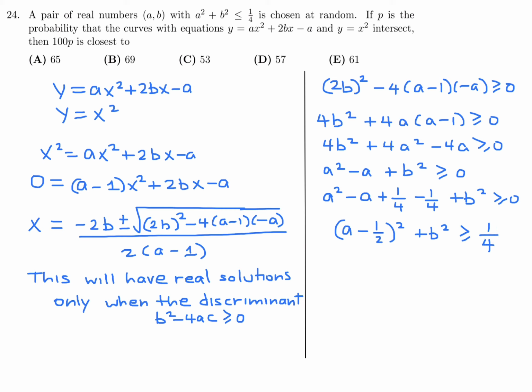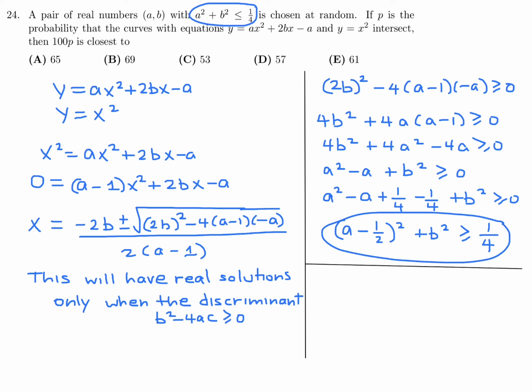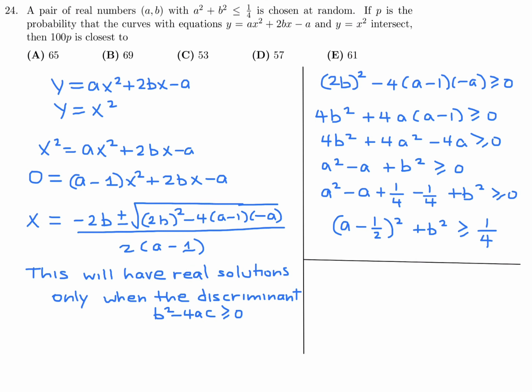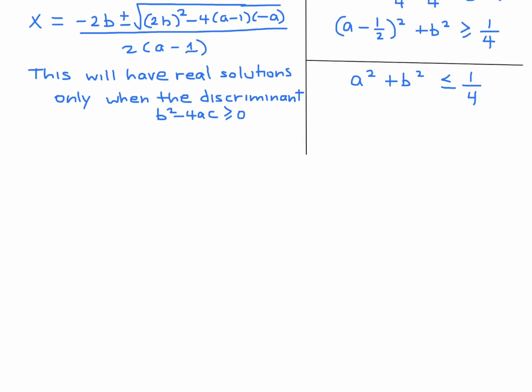There you go. So now we have a very interesting question. Once you get to that point, the question becomes, what is the common intersection point of this and this? Both of them involve a circle. So I've got to find the common intersection of a squared plus b squared is less than or equal to a quarter, and this circle, which is a minus a half squared plus b squared, is greater than or equal to a quarter. Okay, I think I can do that.